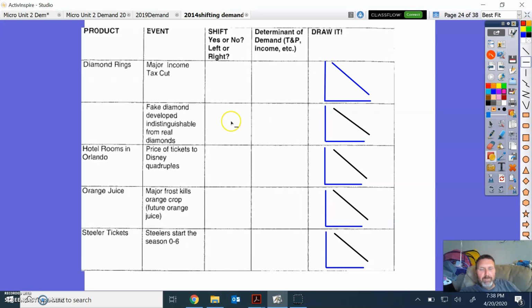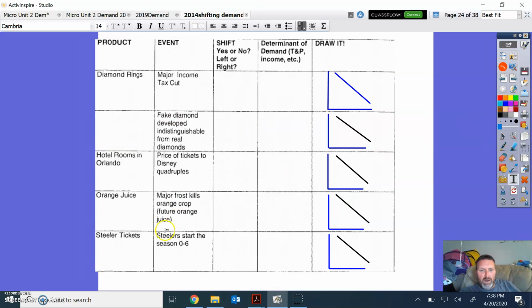Couple other examples here, and I'm just going to type these out. We did some of these, so let's start here. Steelers start the season 0-6. Oh, God. The Steelers are 0-6. Is that going to move the demand curve? Well, possibly. Yes. Probably to the left. What's the reason? Pittsburghers are fair weather fans. Tastes and preferences, and it's going to move to the left.